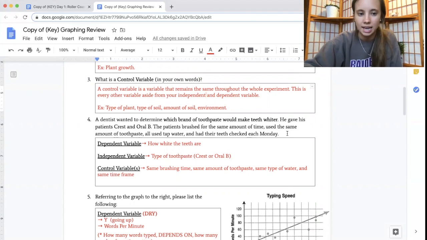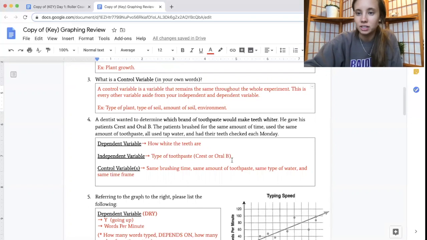So in this case, our dependent variable, what are we measuring here? We're measuring how white our teeth are. So that is the goal of the experiment. That's what we're measuring. That's the result that we're looking for, how white our teeth are. The independent variable is what we're changing, what's different between each experiment that we're doing, and that is the type of toothpaste. So we're testing different types of toothpaste. In this case, it's Crest and Oral-B.